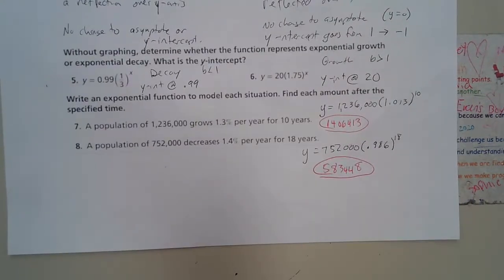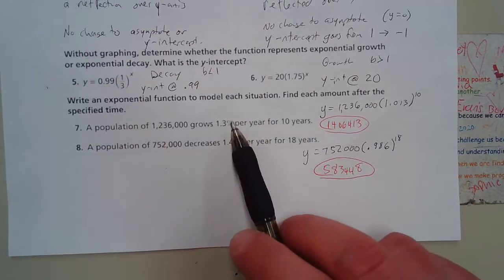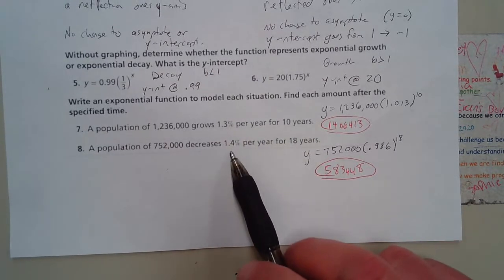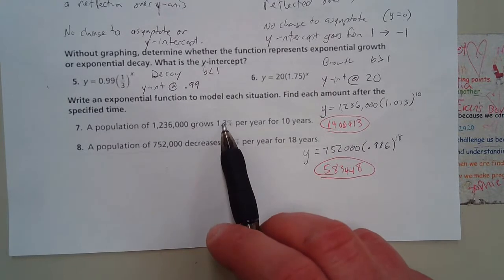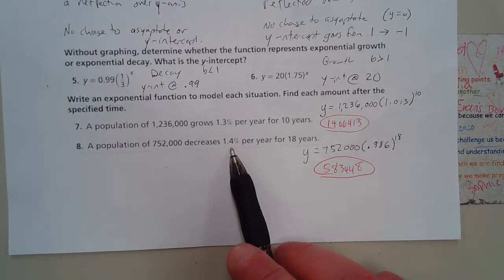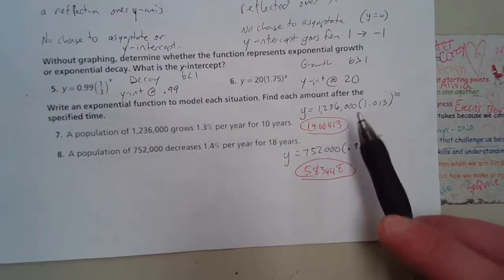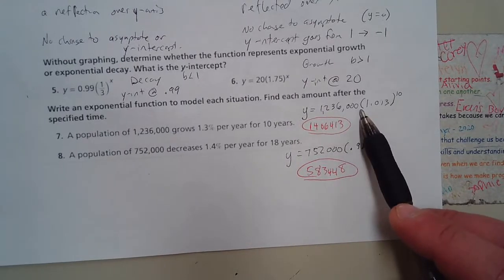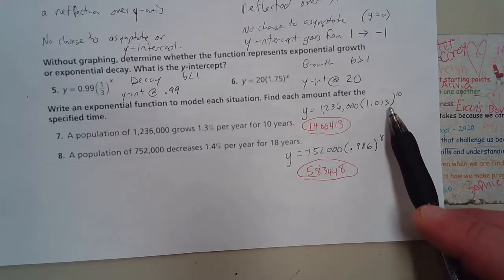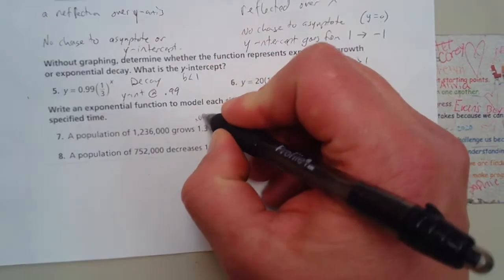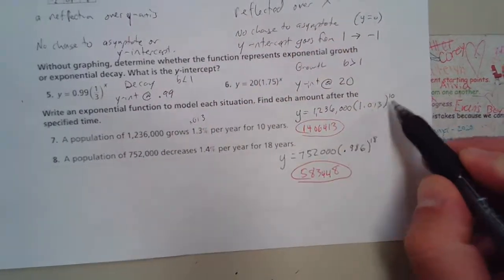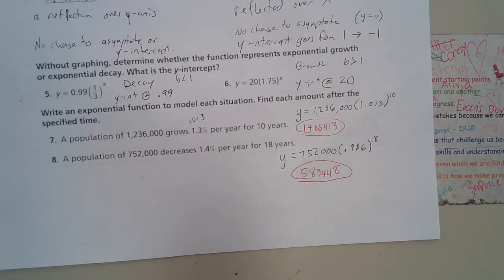All right, these two are just base population problems where you have a starting amount, a growth rate or a decay rate, and a period of time. So remember, if it's growth, you add this to 1. If it's decay, you subtract this from 1. So you'll notice over here, I've got my starting amount of people, 1.013, because it was growth. I added this 0.013. Remember, you convert this to a decimal, add it to 1, and then do it to the power of however many years.